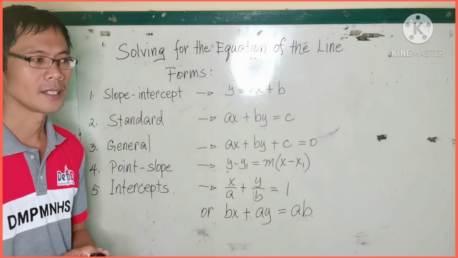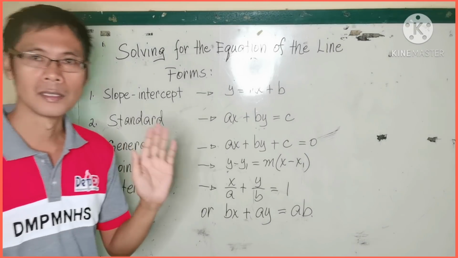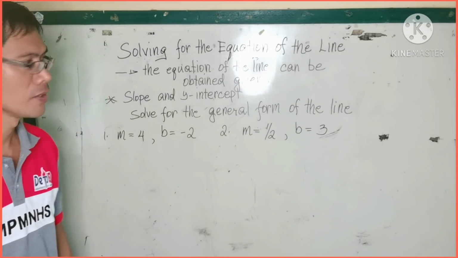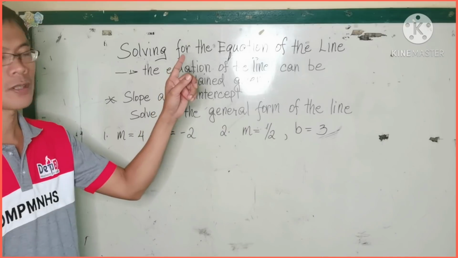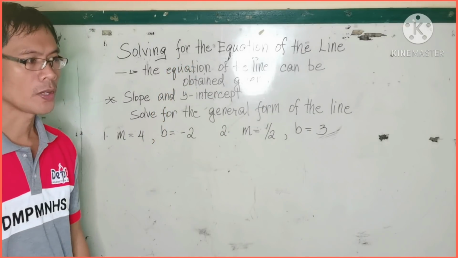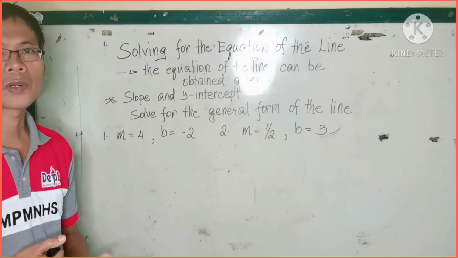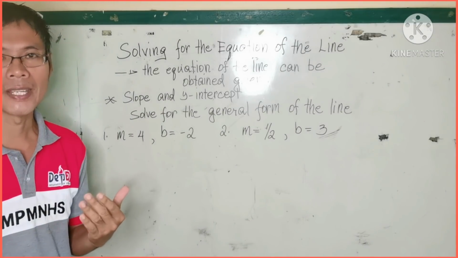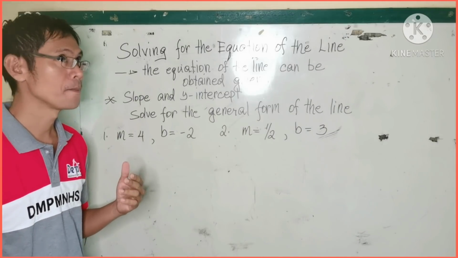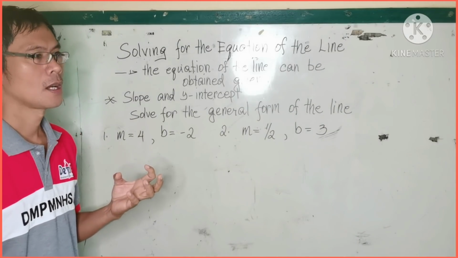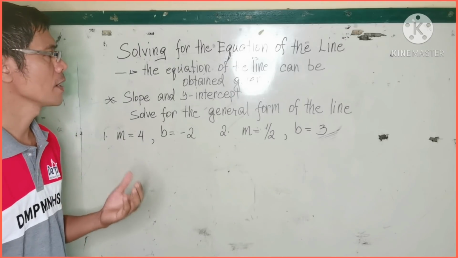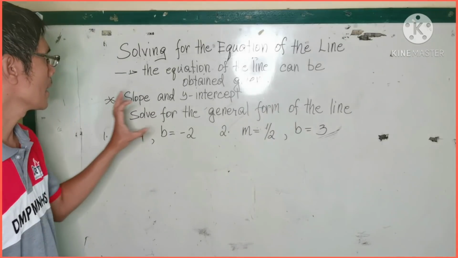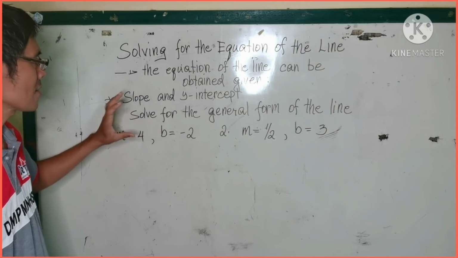These different forms are considered when we are to obtain or solve for the equation of the line. So, we are on the topic of solving for the equation of the line. If we are to solve for the equation of the line, there must be something given. There are actually four considerations wherein we can solve for the equation of the line. Let us discuss this first.